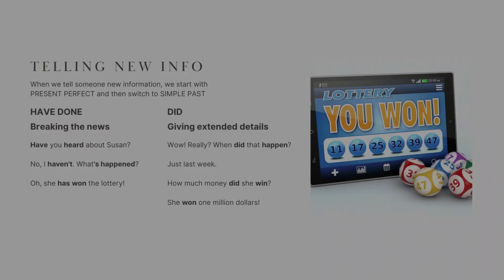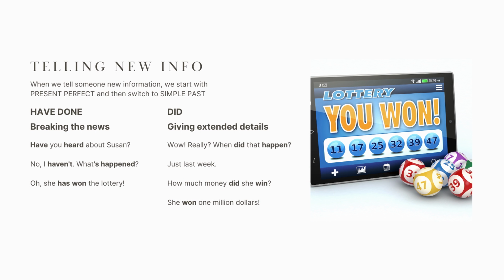Let's take a look at an example, okay? An example situation that we might use in our real life. Let's say I'm having a conversation with someone and I'm telling them some new information about Susan, some gossip. Have you heard about Susan? The first time that we give that information, we're going to be saying, have you heard about Susan? No, I haven't, right? What has happened? I'm going to use the perfect verb tense for all of those.